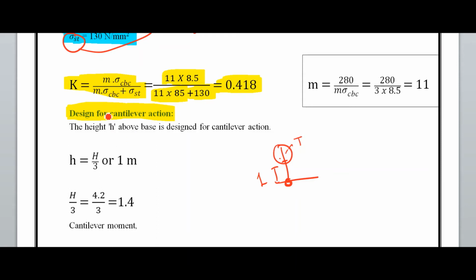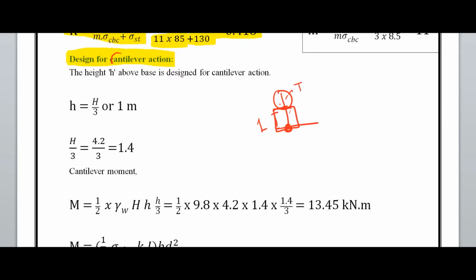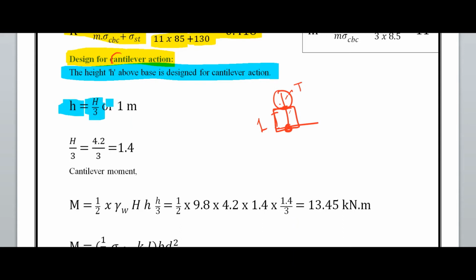So we are going for the design of cantilever action, meaning we are going to design the bottom 1 meter of wall. So height h above base is designed for cantilever action. So small h is equal to capital H by 3 or 1 meter. Capital H by 3 is 1.4. So cantilever moment we take as 1.4.